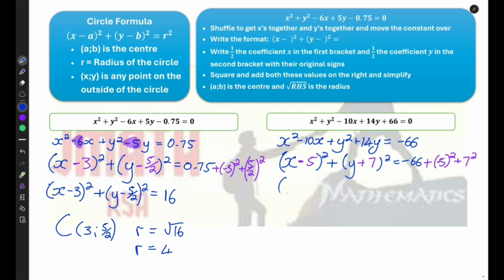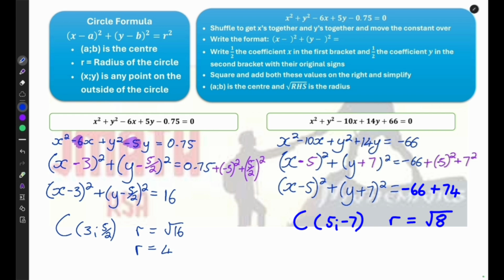So the final form of this circle would be x minus 5 in a bracket squared plus y plus 7 in a bracket squared is equal to minus 66 plus 74, which would then make the center 5 and negative 7, and the radius would just be the square root of 8.